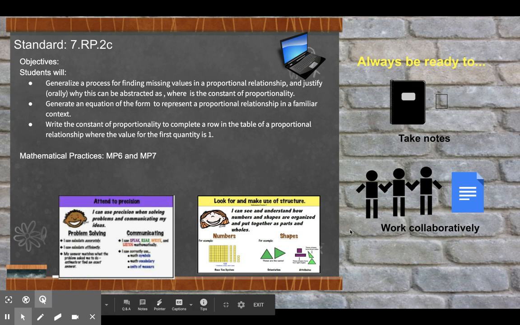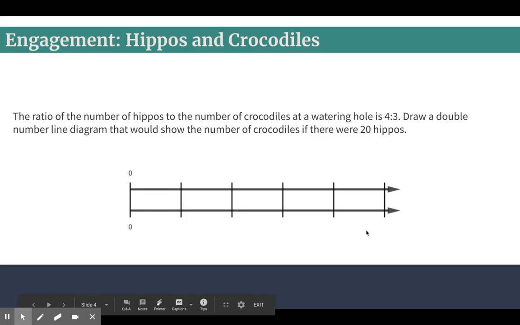All right, now let's jump into our engagement for today. Our engagement is going to be entitled Hippos and Crocodiles. So let's read the problem. It says the ratio of the number of hippos to the number of crocodiles at a watering hole is 4:3. Draw a number line diagram that would show the number of crocodiles if there were 20 hippos.